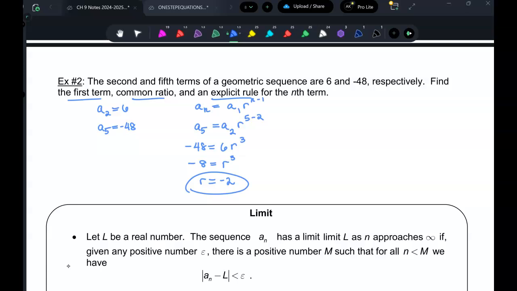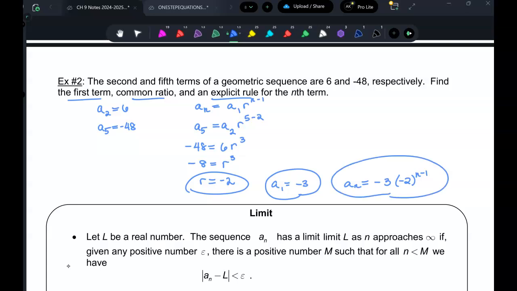How did we get negative 3? How do you get the first term? Well, we have the second term, which is 6, and we divide by negative 2. So it's negative 3. And what if this was the 7th term and this was the 12th term or something like that? You could still plug it back into the formula and come up with the first term. You'll still end up with negative 3. So a sub 1 is negative 3, and the explicit rule is a sub n equals negative 3 times negative 2 to the n minus 1.